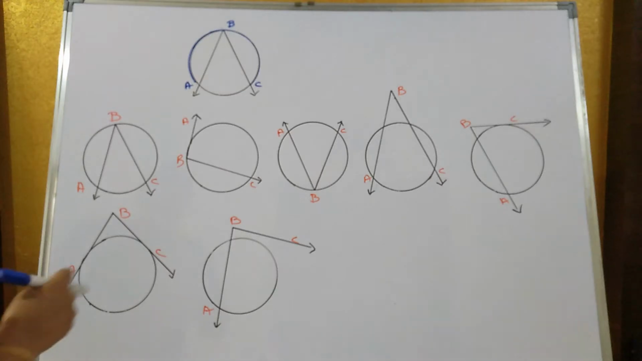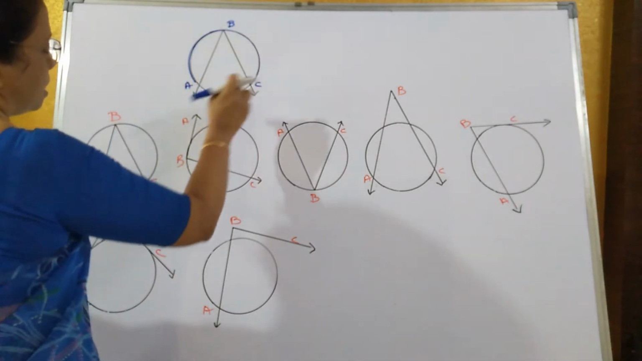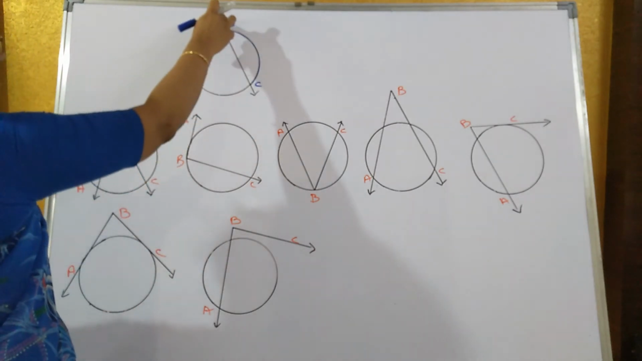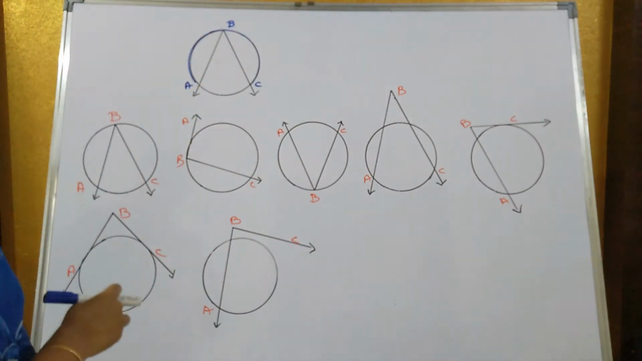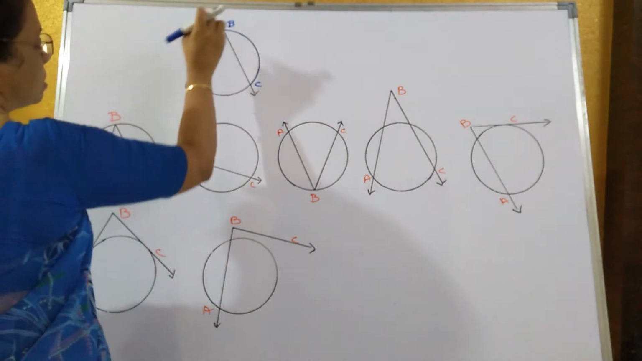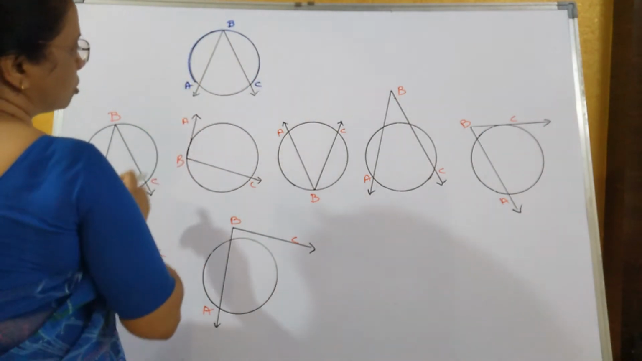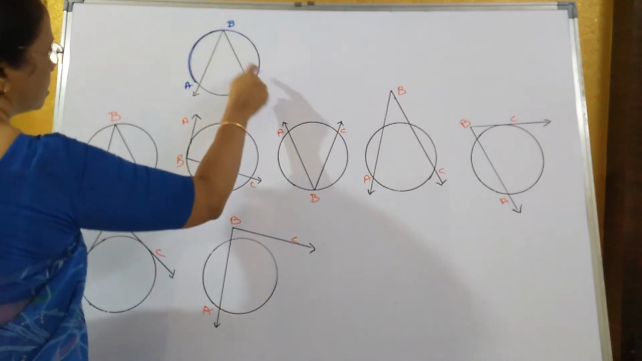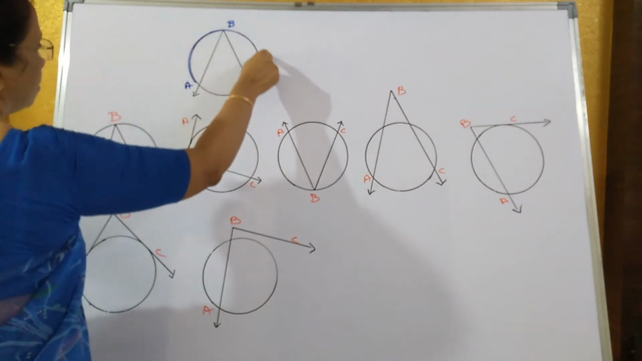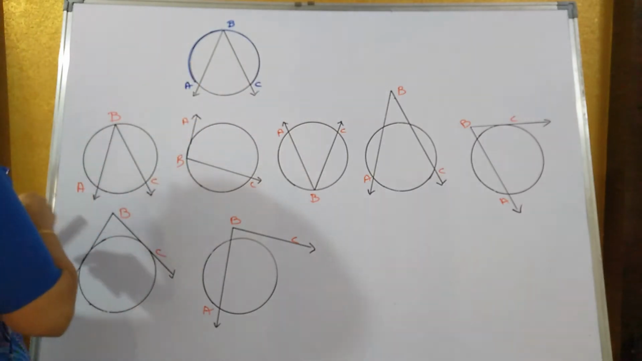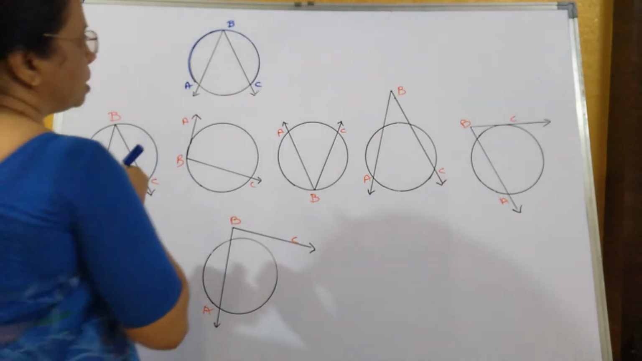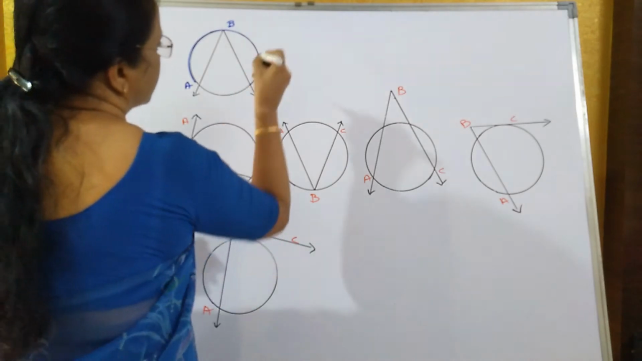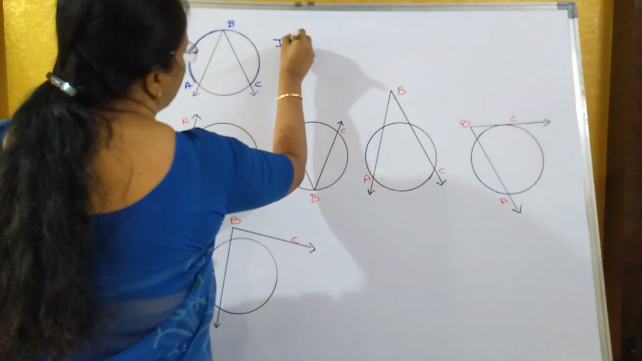Now there is an angle ABC inside the circle, where vertex B is touching the circle, and points A and C are also touching the circle. So this arc ABC is the arc which inscribes the angle ABC. So measure arc ABC is known as what? Inscribed arc. So what is the inscribed arc over here?